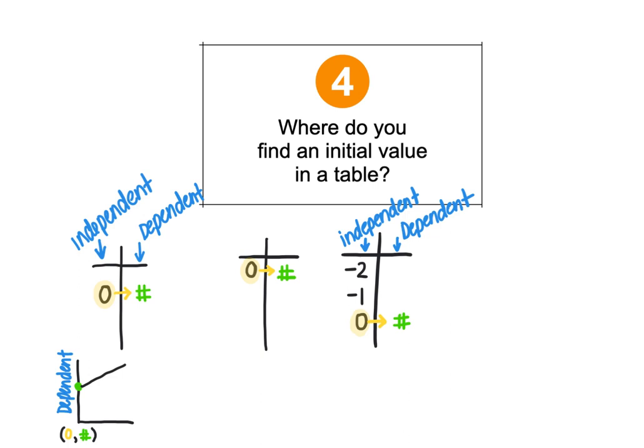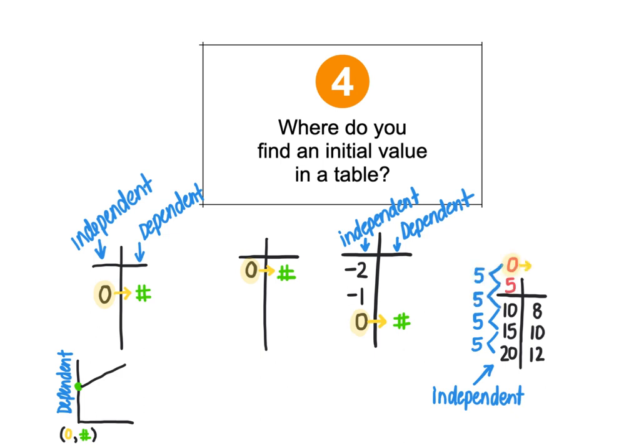There may also be situations where we're given a table that doesn't have 0 in it at all. We would then have to look at the pattern in the independent column to try to help us figure out where 0 would occur. So we might have to count back up or even down farther to find where 0 would be. And then again, the number next to 0 would be your initial value.